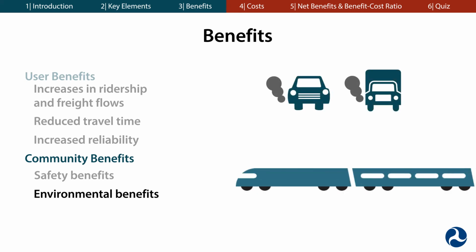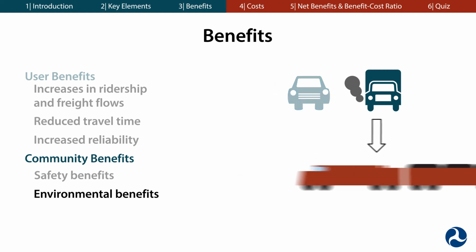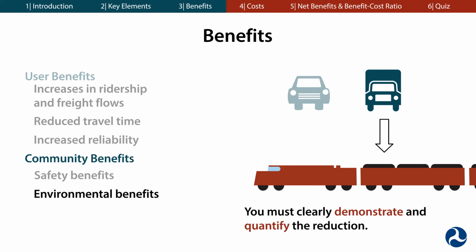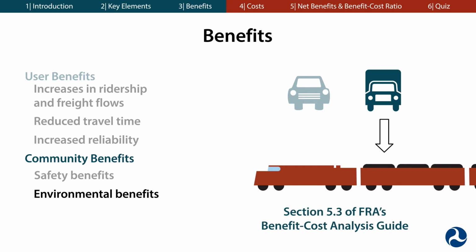Rail projects can bring the benefit of fewer emissions. Generally speaking, traveling by rail results in fewer emissions per passenger mile. This also holds true when freight is diverted off the highways. To show that a potential railroad project reduces emissions, you must clearly demonstrate and quantify the reduction. Once emissions are quantified, you can monetize them using the information in Section 5.3 of FRA's BCA guidance.